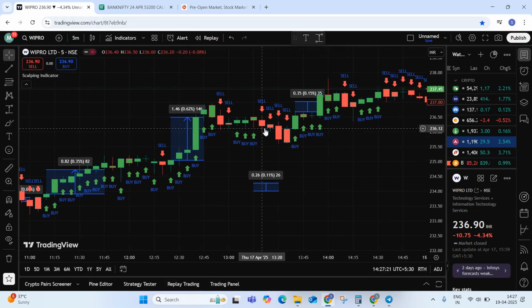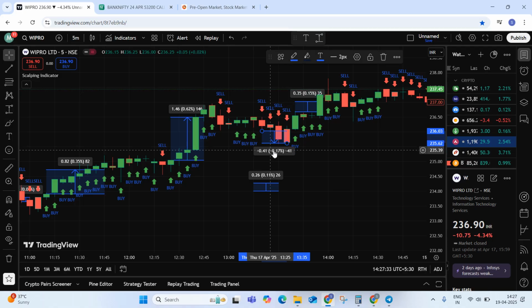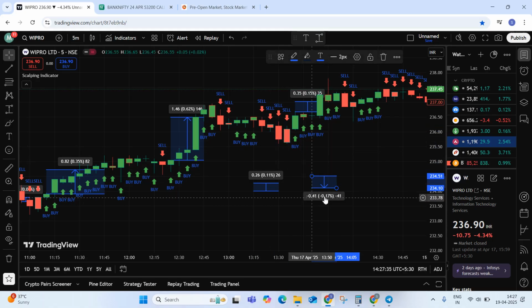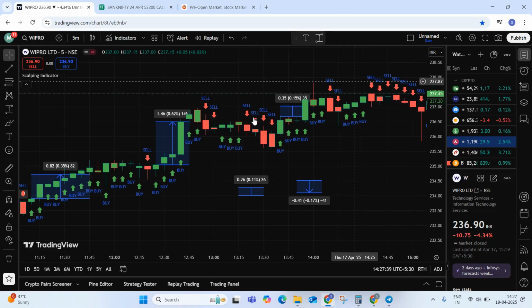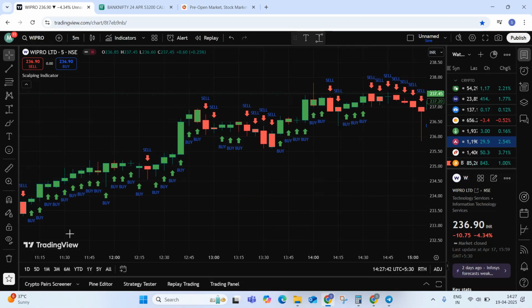Even in the stop loss, see here we got a 26 paisa stop loss. But let us assume how much the stock went down, 41 paisa, right? 41 paisa. So it depends upon your risk reward ratio. You can book it, okay, friends.